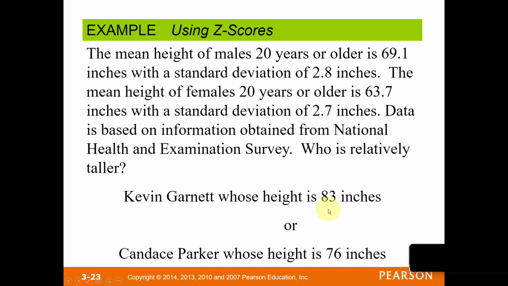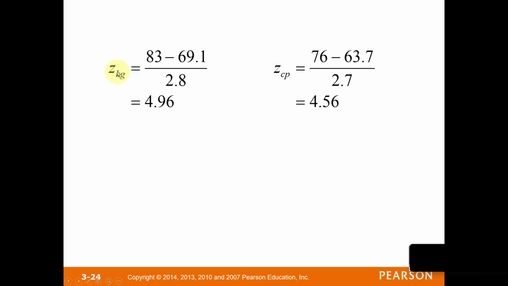Obviously, Kevin is taller than Candace, but that's not the question we want to ask ourselves. We want to know who's taller relative to their respective populations. So, is Candace taller as a woman than Kevin is as a man, or vice versa? What we do is we convert to z-scores. One of the things I want you to notice here is the subscript on the z-score on the left and the subscript on the z-score on the right. It's really important that you use good notation so you don't lose track of what you're doing. So this is the z-score for Kevin and this is the z-score for Candace.